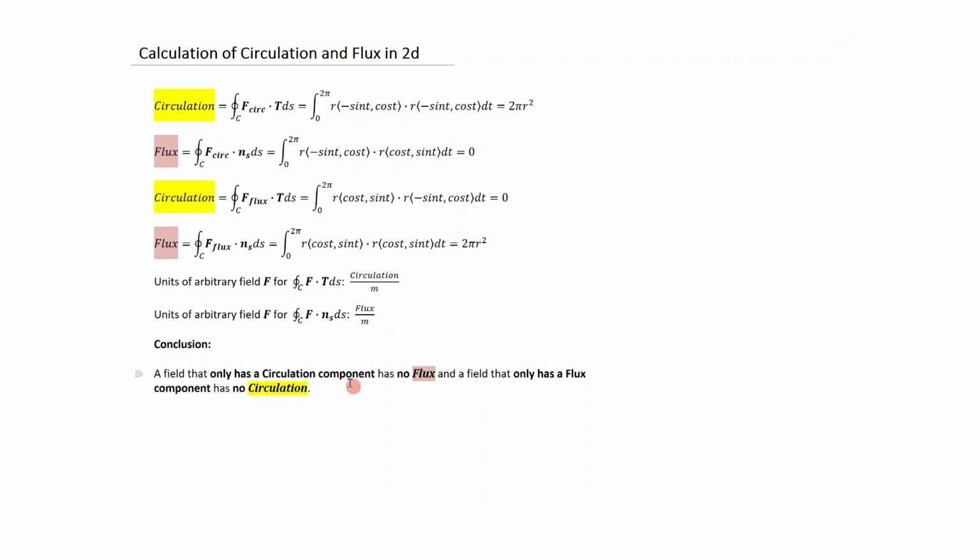One observation we can make from looking at these results is that a field that only has a circulation component, which would be this field here, has no flux. If you look at the flux calculation, we got 0. And a field that only has a flux component, if we look here, has no circulation. So we end up with a 0 here. So if we're able to break this up into two separate types of fields and perform these two types of contour integrals, they act as a filter. They either tell you that the field is pure circulation or pure flux, or some combination of both, in which case both of these would give you terms. So the intuition tells us this might be very useful.